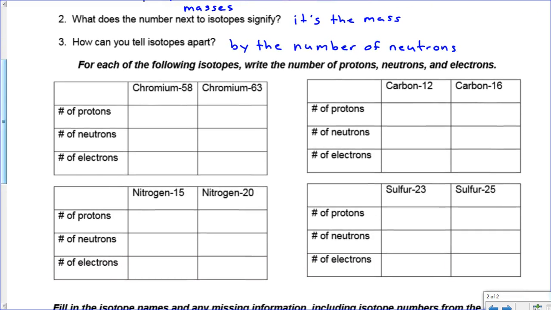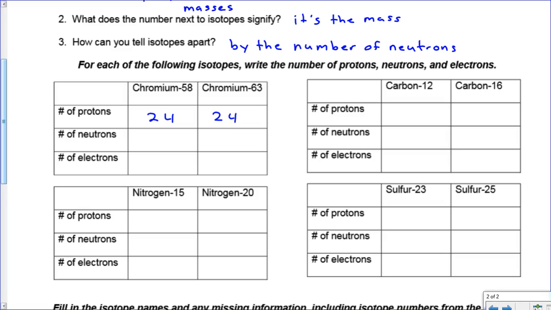Okay, so on this one, we're going to go through. A lot of these blanks end up being the same because, for instance, I'll go through on this first one, it's chromium. So if you look up chromium on the periodic table, you see that it's atomic number 24. That tells you that all chromium is going to have 24 protons, so both of them will have 24.